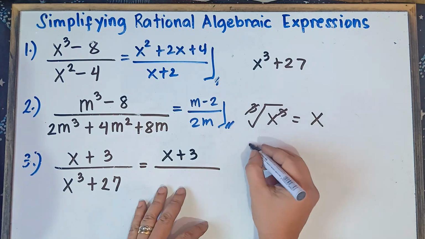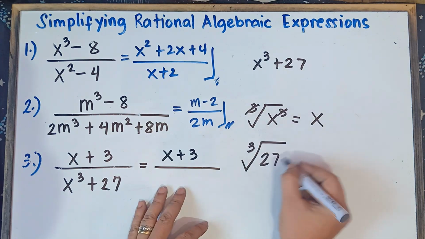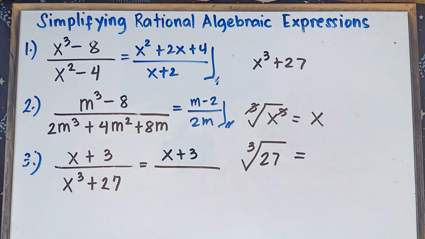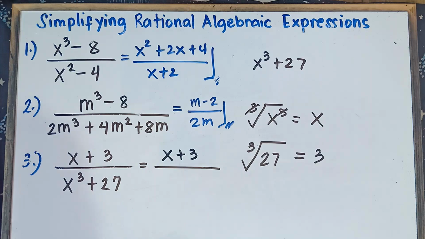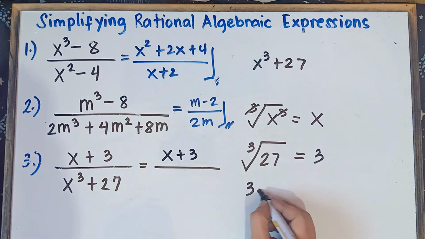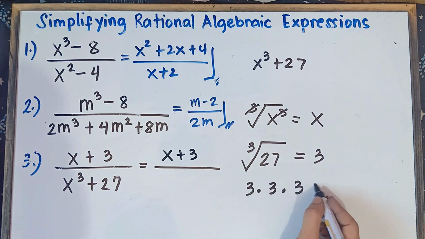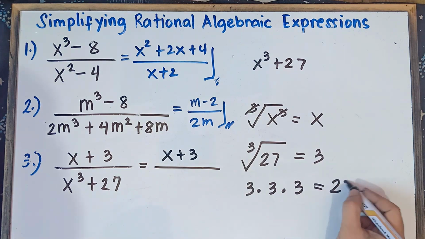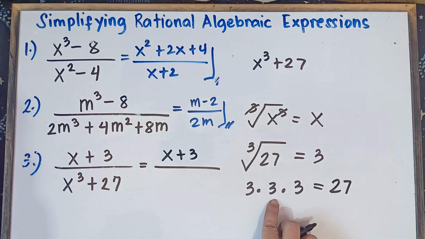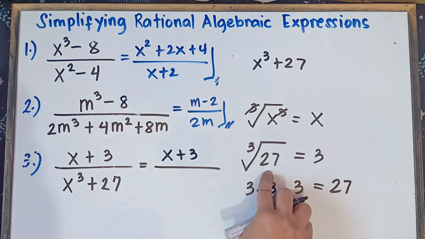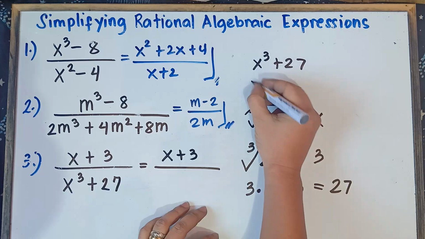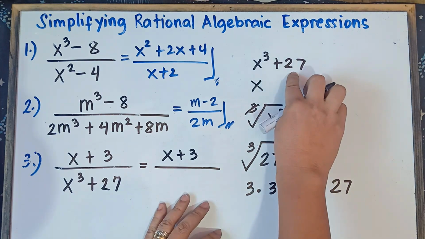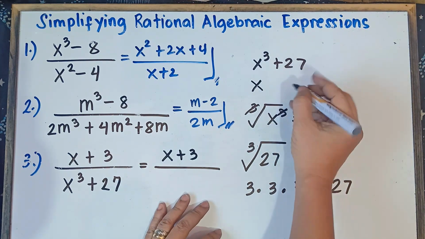And then get the cube root of the second term, the cube root of 27. What's the answer, class? That's correct. That would be 3, right? Because if you multiply 3 by itself, 3 times 3 times 3, that would be equal to 27, right? 3 times 3 is 9. 9 times 3, that would be equal to 27. Therefore, the cube root of 27, that would be equal to 3. Alright, so cube root of the first term is x. Cube root of the second term, the cube root of 27, that would be equal to 3.